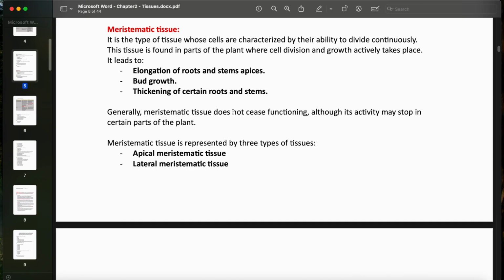They're responsible for the growth of the plant, etc. Okay, so this is how you think about the meristematic tissue. The meristematic tissue are the cells that are going to divide. They're continuously dividing. And this tissue is found in parts of the plant where cell division and growth actively take place. All right? So it leads to what? Of course, it leads to growth, meaning elongation of the roots. When the plants want to grow, they will elongate and get taller. That's normal. So elongation of the roots and stems, apices. Of course, the buds are going to grow, so bud growth and the thickening of certain roots and stems.